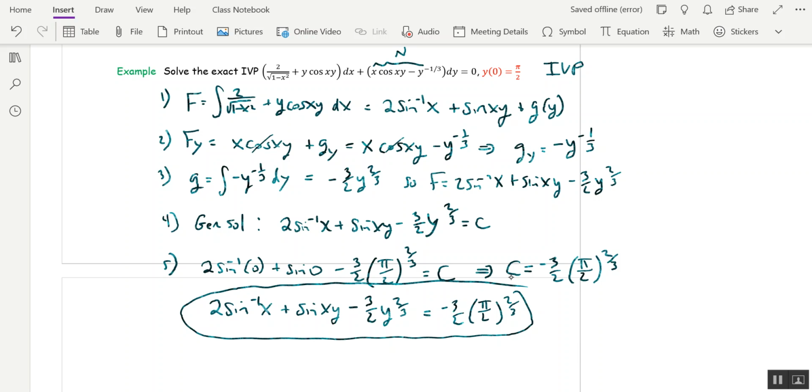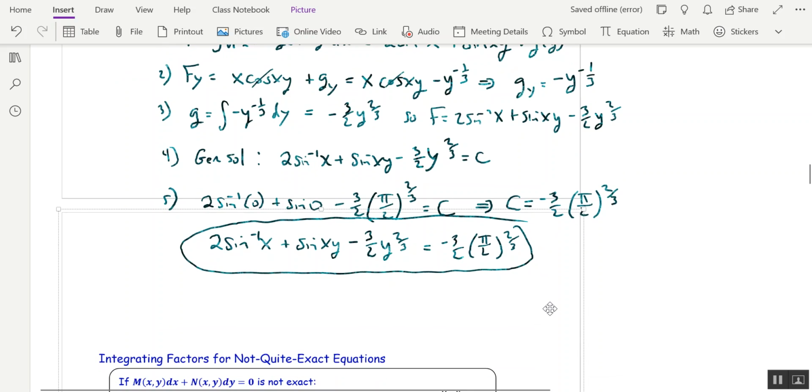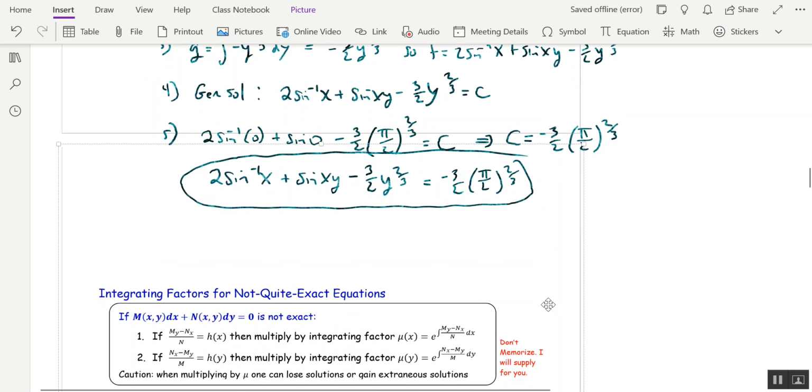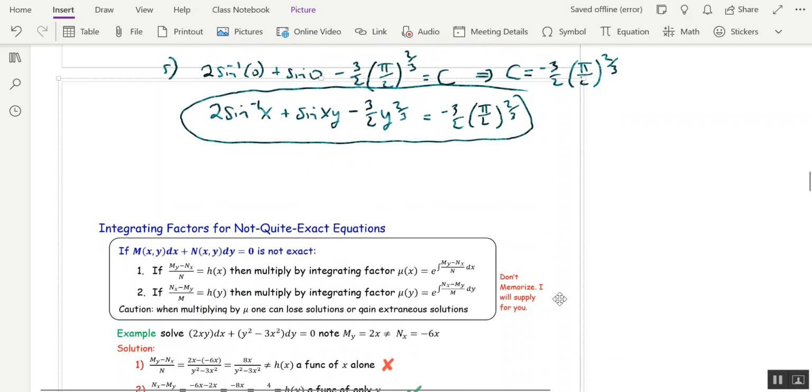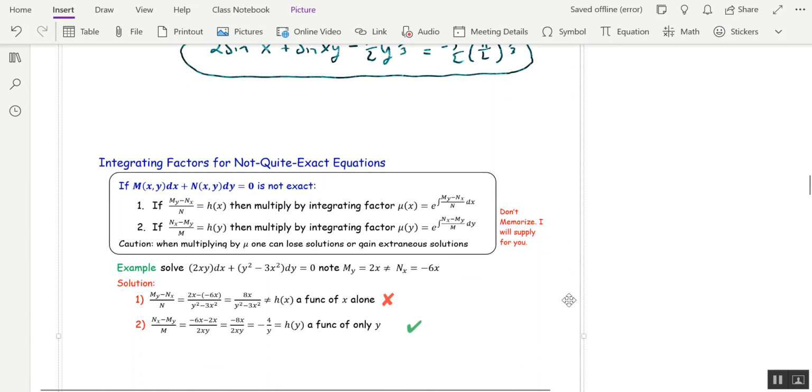All right, so that is exact differential equations. What if you have an equation that's not quite exact? It's possible to make it exact, not always, but sometimes you can. So if you don't have an exact differential equation, but this expression is a function of x, then you can multiply both sides of this equation by an integrating factor to make it exact.